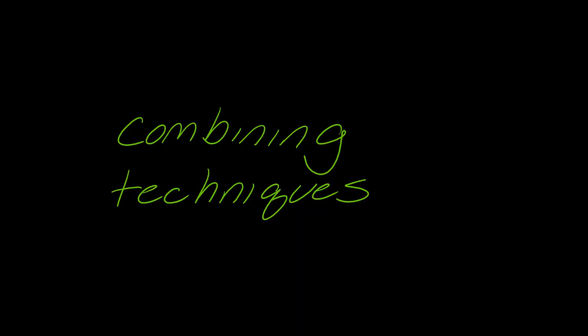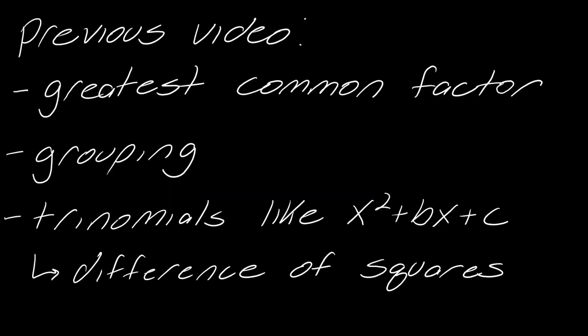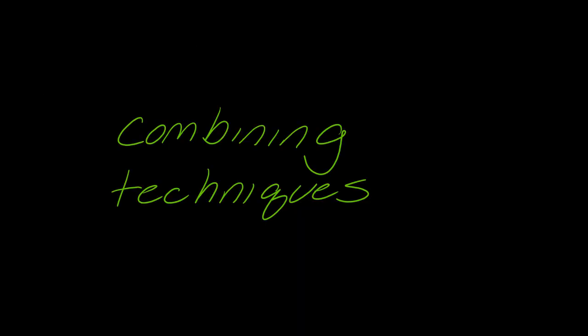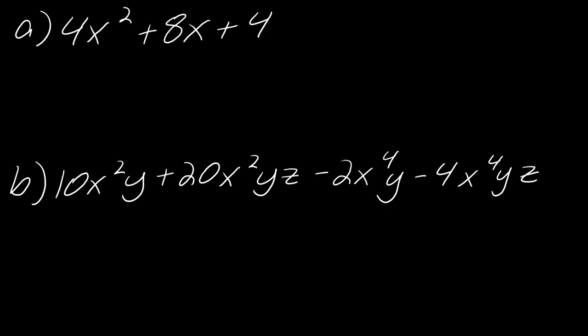So we are going to talk about first things first, combining factoring techniques. So in the last video, I talked about greatest common factor, grouping, and trinomials of this form, x squared plus bx plus c, plus also the difference of squares. So the first thing I want to do is kind of a review and just combine all those things. So looking at problem A here, this is kind of like one of your classic combining techniques problems.